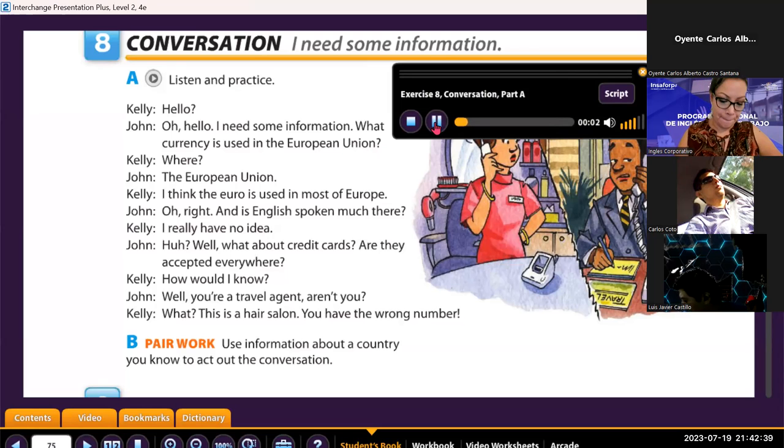Page 75, exercise 8, conversation. I need some information. Part A. Listen and practice. Hello? Oh, hello. I need some information. What currency is used in the European Union? Where? The European Union. I think the euro is used in most of Europe. Oh, right. And is English spoken much there? I really have no idea. Huh. Well, what about credit cards? Are they accepted everywhere? How would I know? Well, you're a travel agent, aren't you? What? This is a hair salon. You have the wrong number.